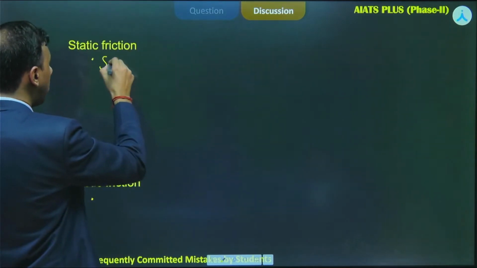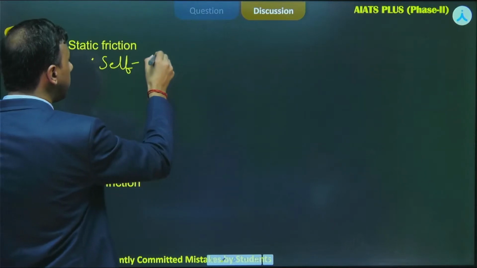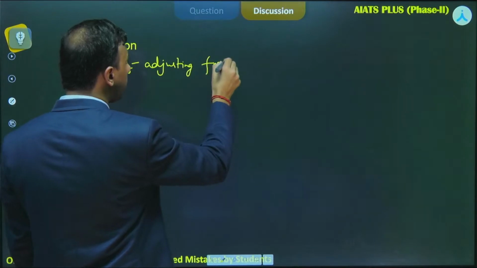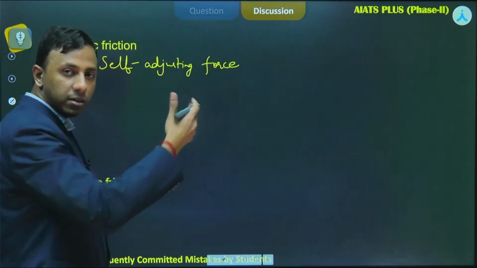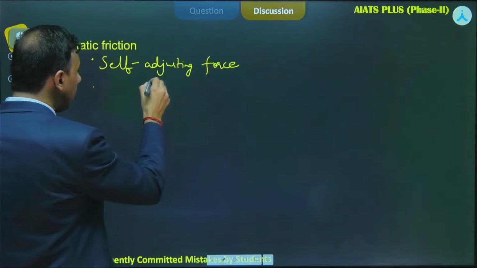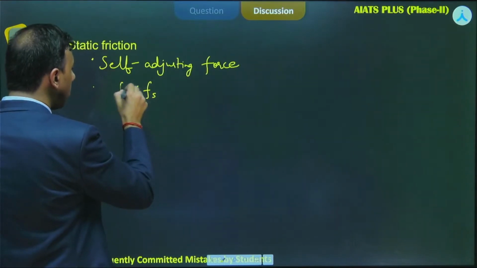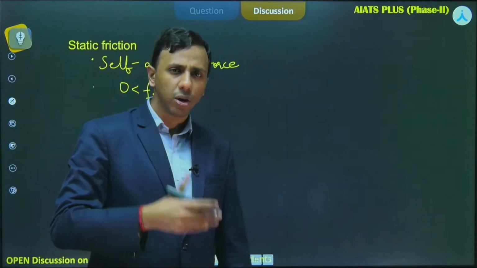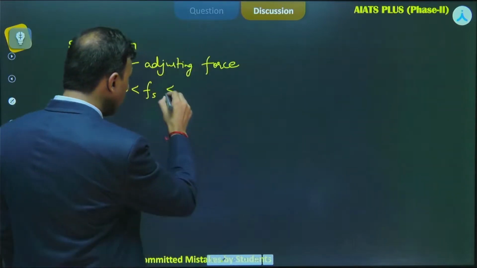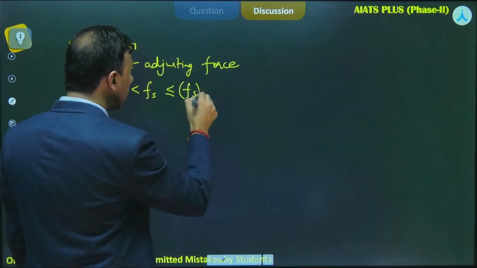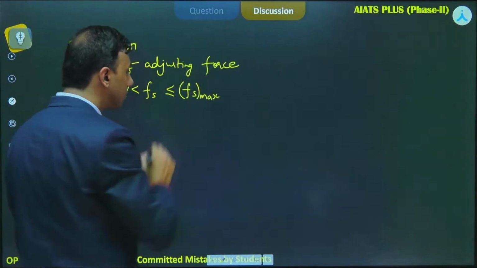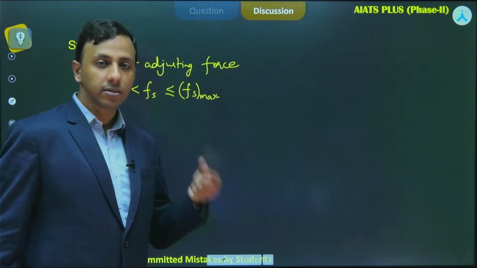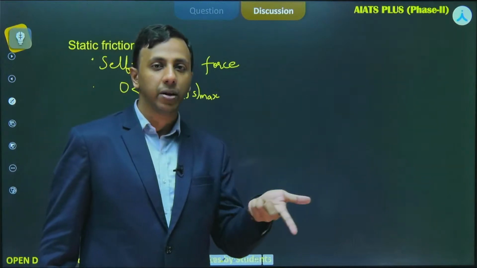We call it a self-adjusting force. I will discuss some brief theory, all right? We denote it by the symbol Fs, right? And its value changes from 0 to a maximum value. We call it the limiting value of static friction, or I will simply write it as Fs max. Remember, this can adjust itself depending on how much force is being applied on the body.